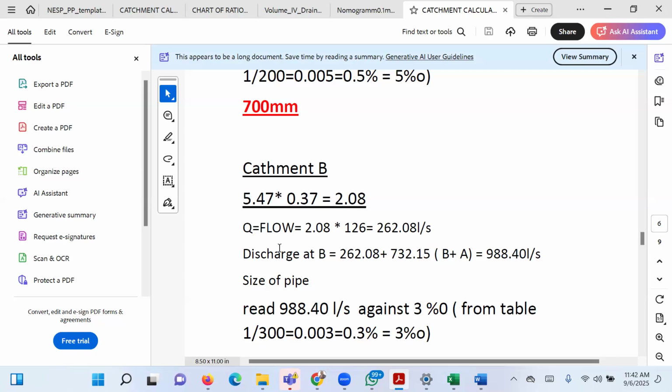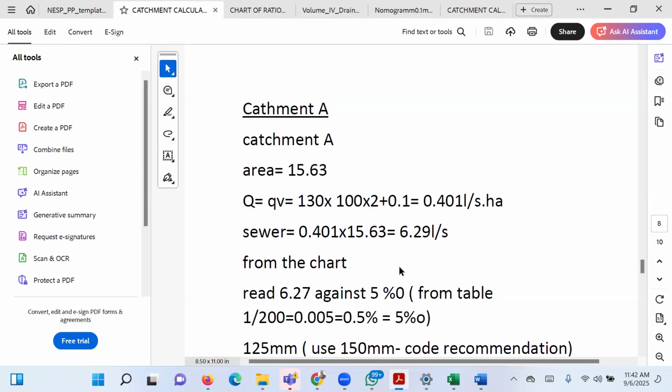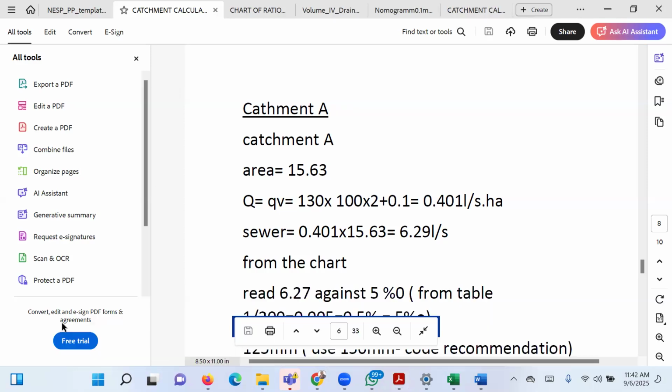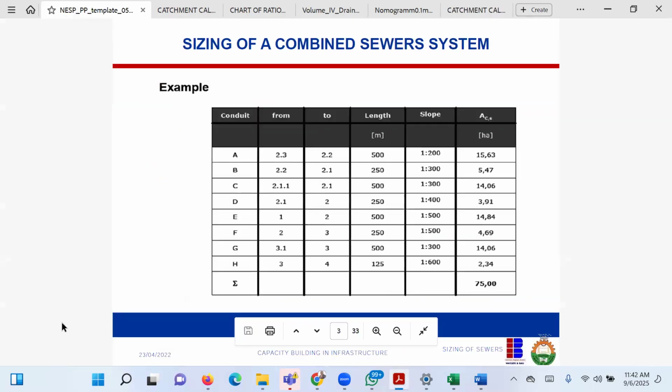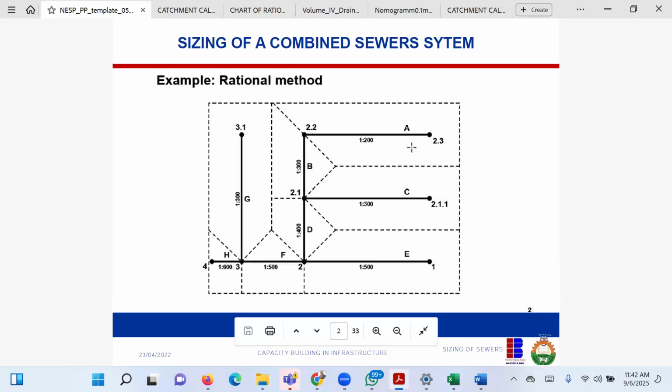However, the discharge at B is now the discharge coming from A plus the discharge at B. So the total discharge now becomes 9.88. Is that not common sense? Yeah, that should be common sense now. Look at it. A is discharging into B, right? So if here is 700, what will be B?